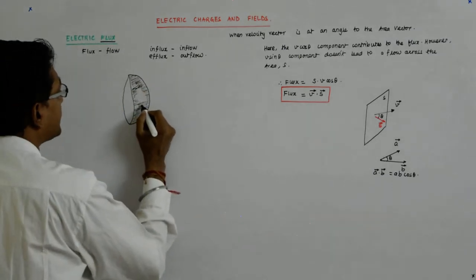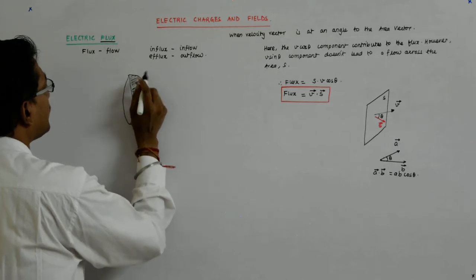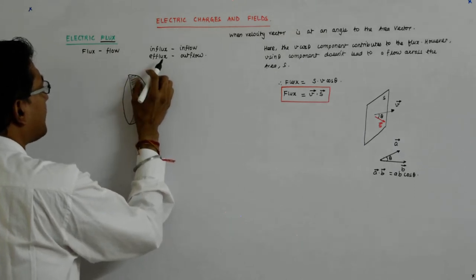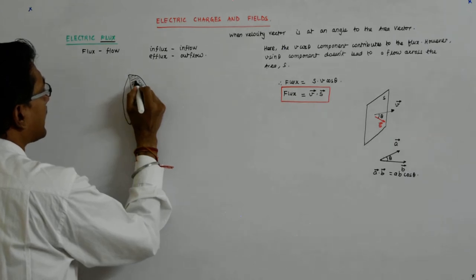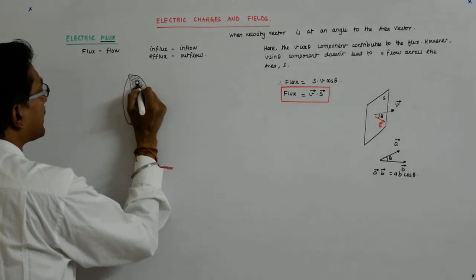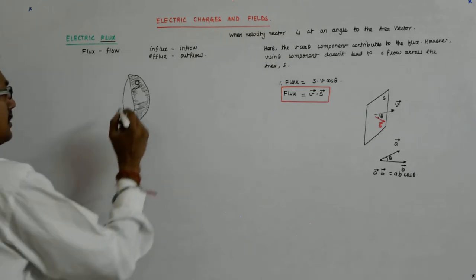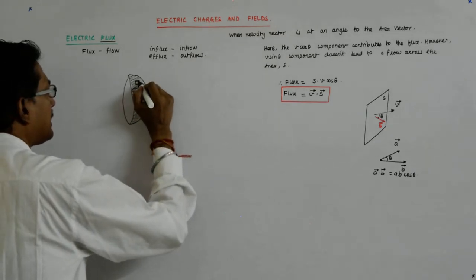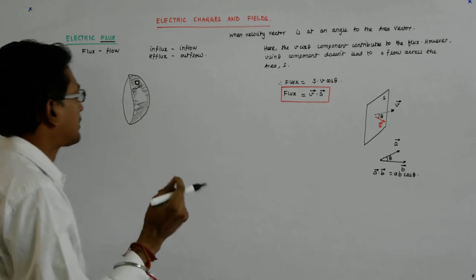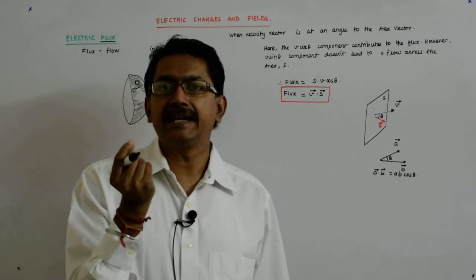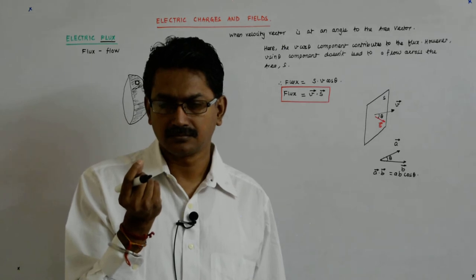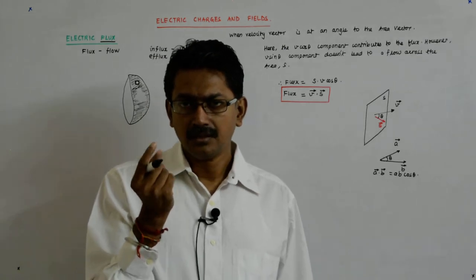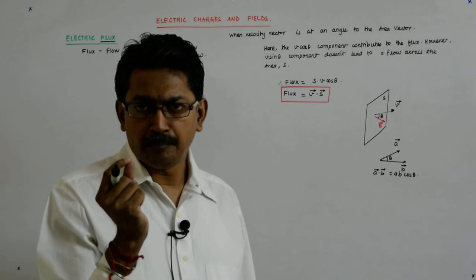The solution to that is, if you take a very, very small area element here, then that looks like a plane area, right? Did we get that? It looks like a plane area.